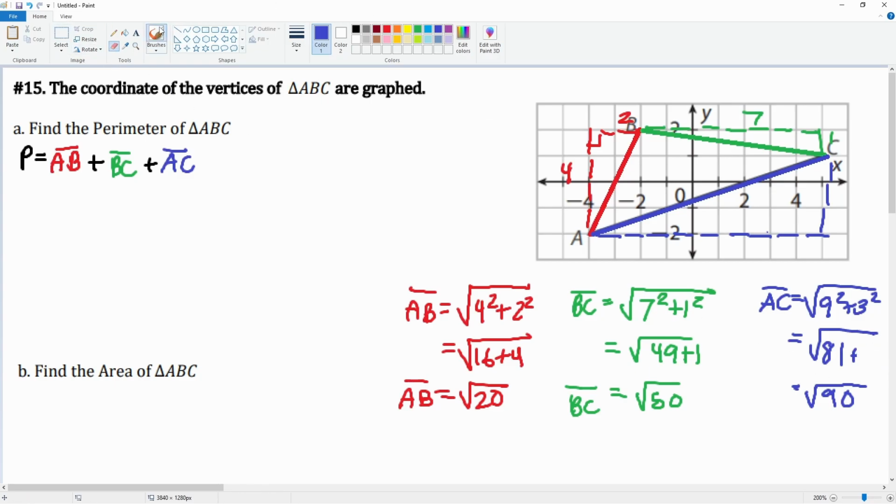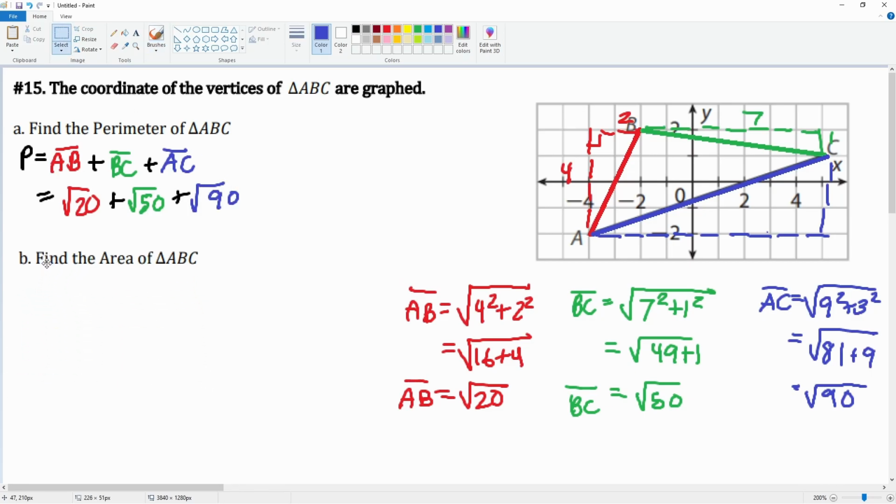All right. So now that we have the three pieces, you can add them together. This is the square root of 20 plus the square root of 50 plus the square root of 90. That would be its perimeter. Whatever value that becomes, I'm just going to leave it like this.